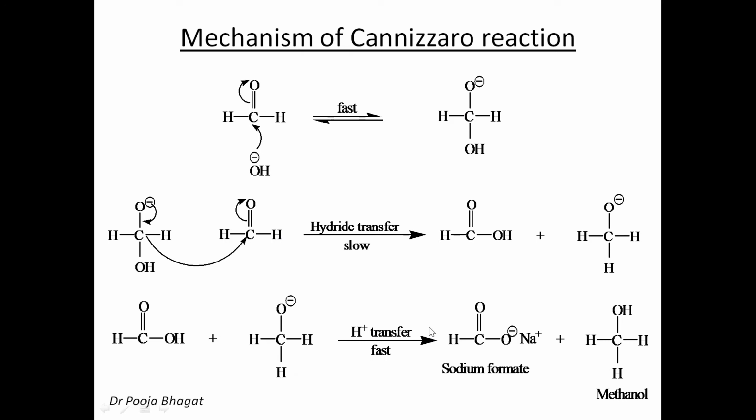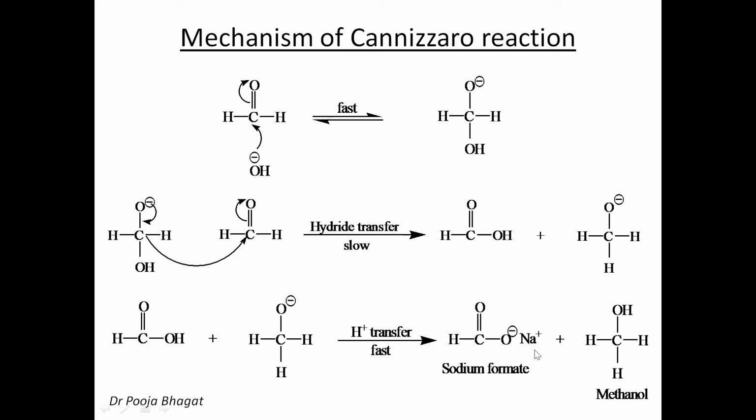And now this is the third and last step, which is a fast step. It is a proton transfer. As all of you know, carboxylic acids are strong acids, therefore they will lose a proton. From here it will release a proton, and the methoxide will take the proton. So H positive goes out, leaving O negative. So this is formate, sodium formate.